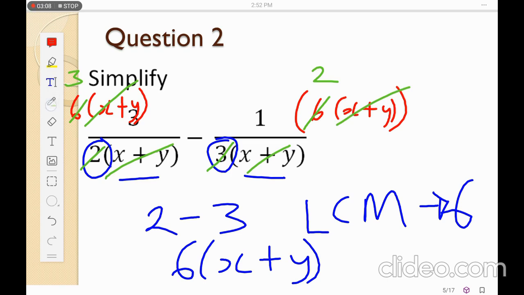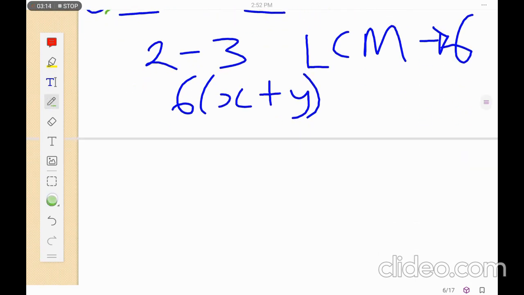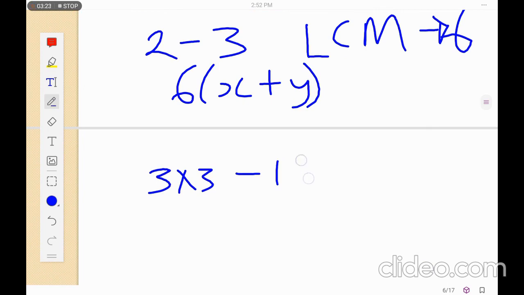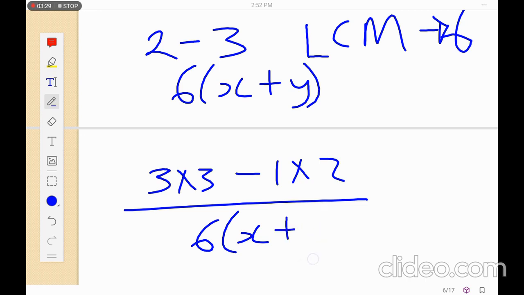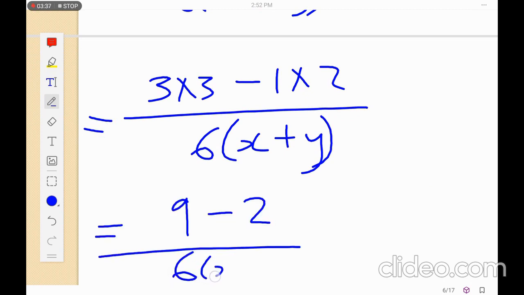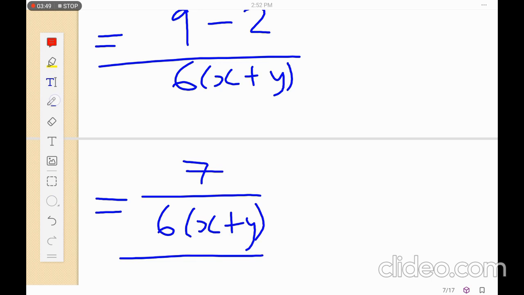So I'll remain on the numerator with 3 by 3, 3 by 3, then minus 1 by 2, over our LCM, 6(x plus y). We add those two and see what we have: 9 minus 2 over 6(x plus y). 9 minus 2, we get 7. So our answer is 7 over 6(x plus y). This is our final answer there.